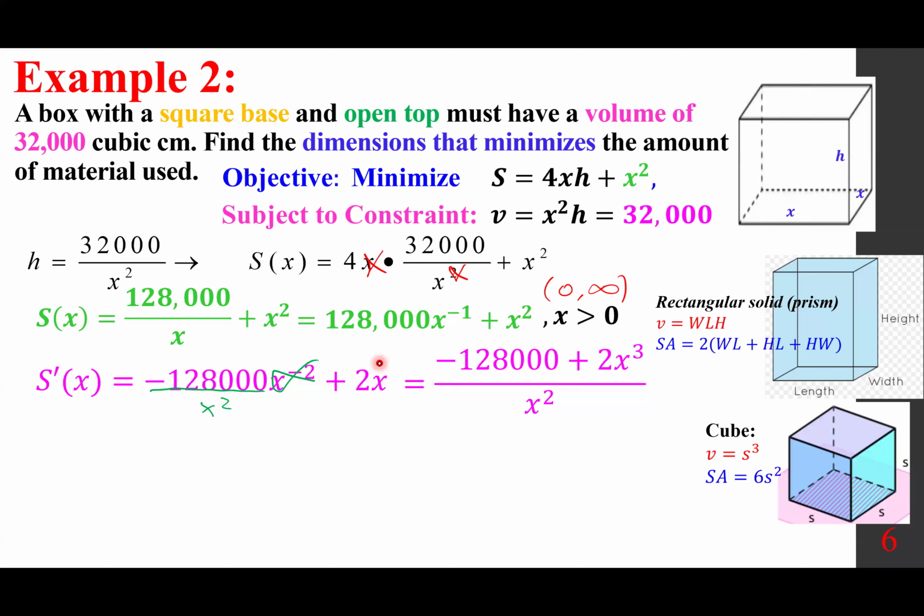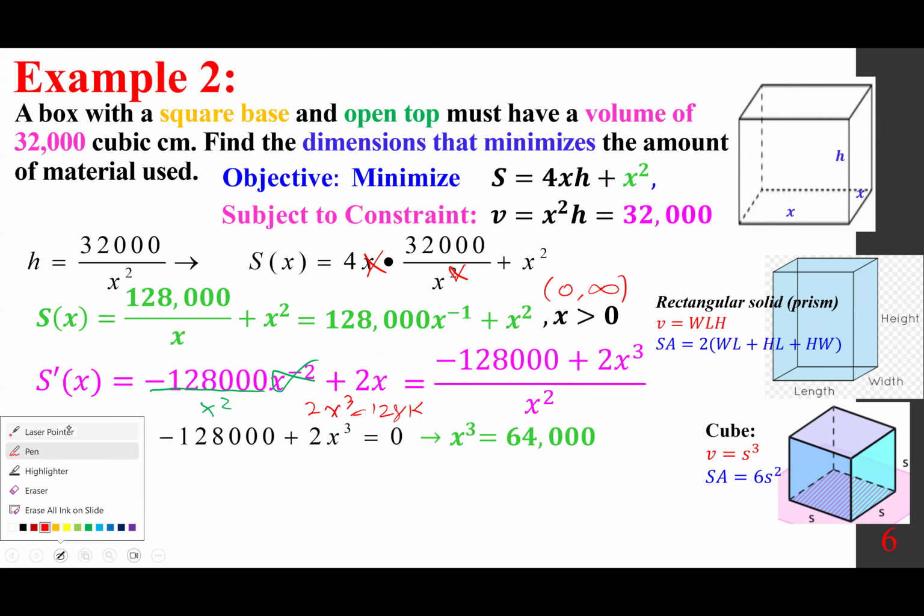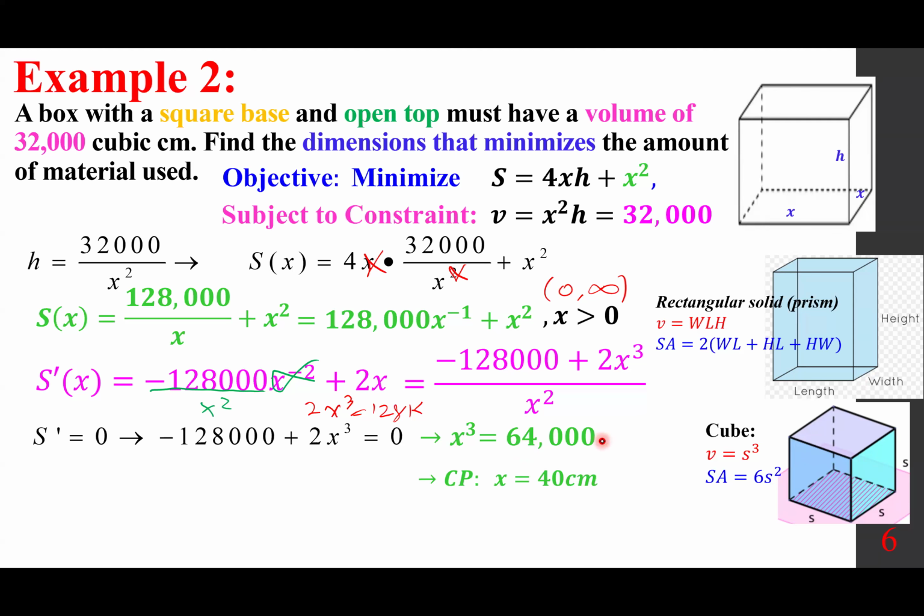A fraction is 0 if the top is 0. A fraction is undefined if the bottom is 0. If the bottom is 0, x is 0, it's not part of the domain. So put the numerator equal to 0. And to solve that, 2x cubed is 128k, x cubed is 64k or 64,000. So take a cube root, this becomes x, this becomes 4, 3 zeros go down to 1. So the critical point is x equals 40.